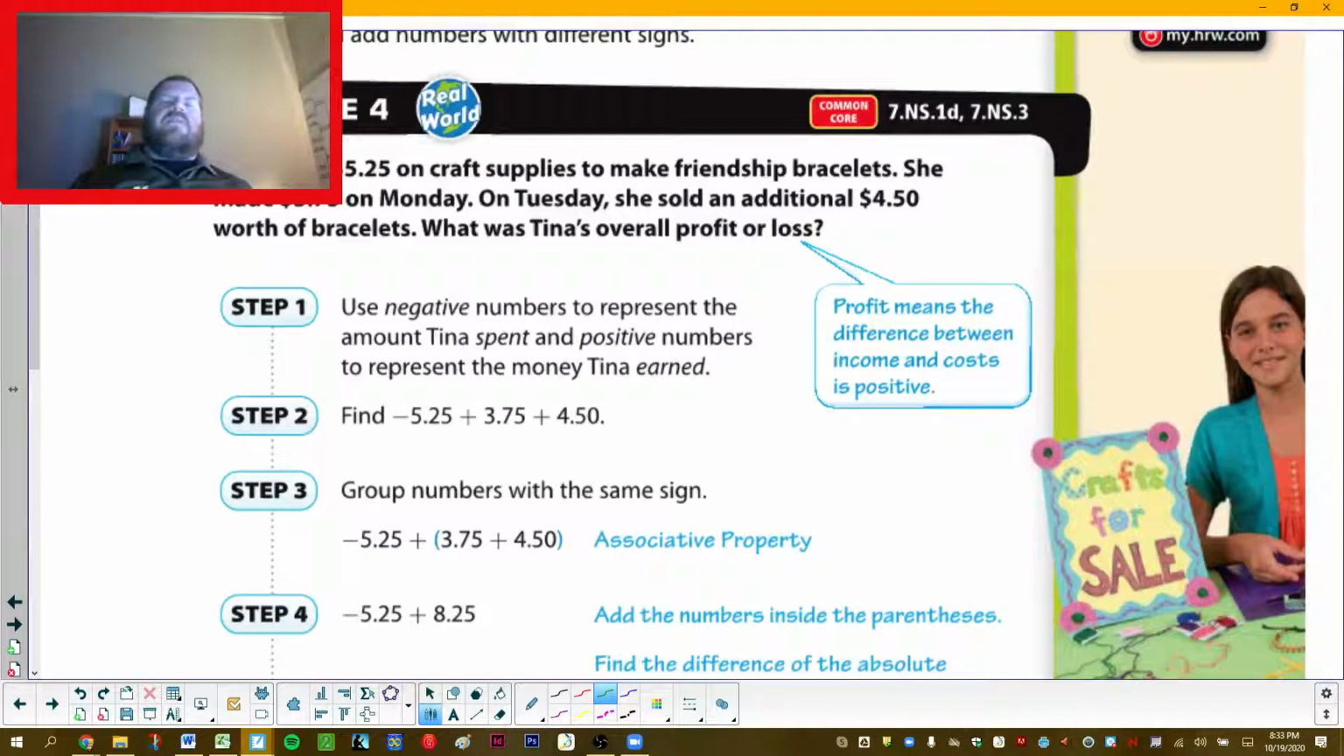So in this example, it says that Tina spent $5.25 on craft supplies to make friendship bracelets. She made $3.75 on Monday, and on Tuesday, she sold an additional $4.50 worth of bracelets. Was her overall a profit or a loss? And what was it? Okay, profit means that when you take what you spent and what you made, when you combine those, you end up with a positive. A loss means that would be a negative, that what she did wasn't worth it.